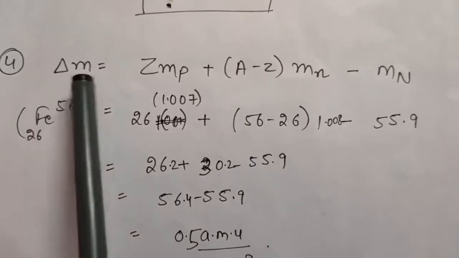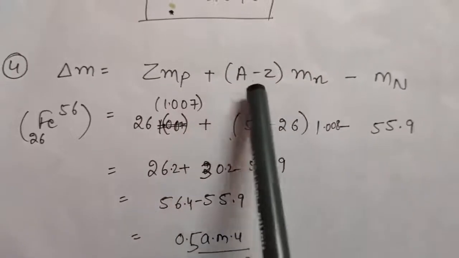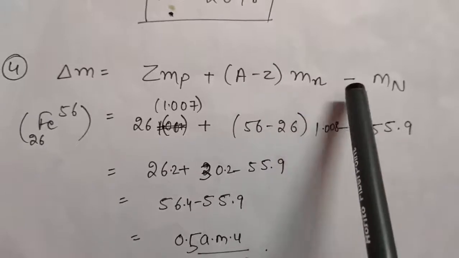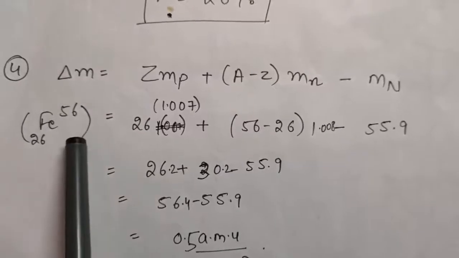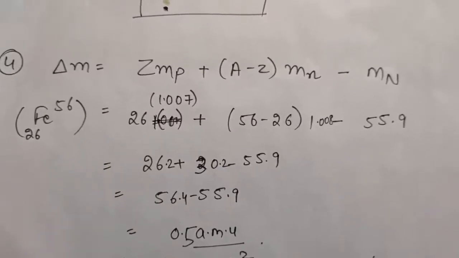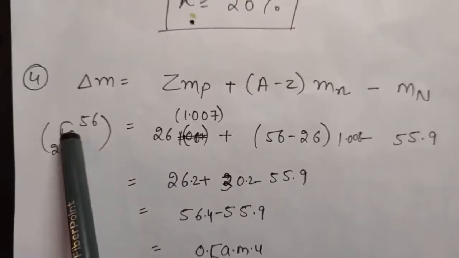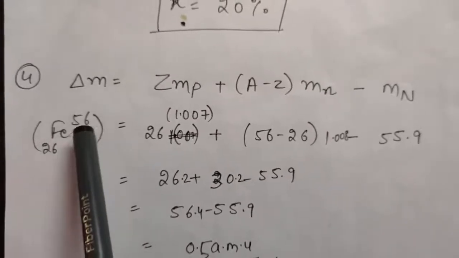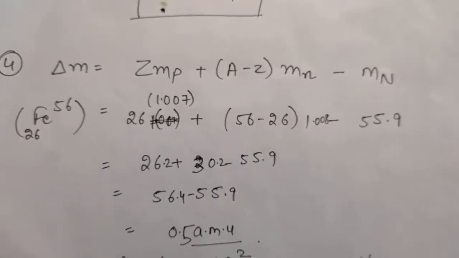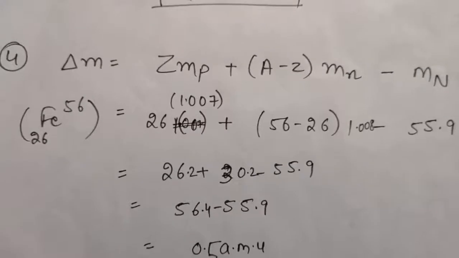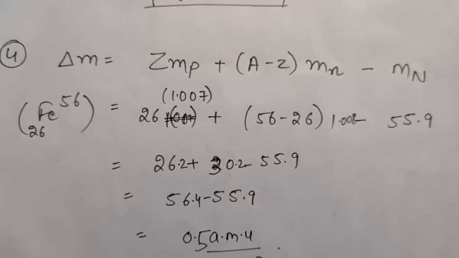If you remember, the formula of mass defect is number of protons into mass of one proton plus number of neutrons into mass of one neutron minus mass of nucleus. I will show you how to calculate binding energy of iron. Then for Bi you can calculate it yourself by using the same method. This is iron, which has an atomic number of 26 and mass number of 56. Atomic number is nothing but number of protons, and mass number is number of protons plus number of neutrons, or you can say number of nucleons.